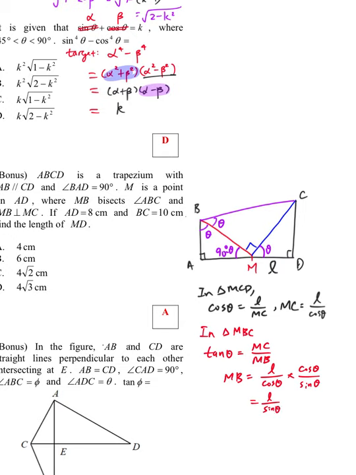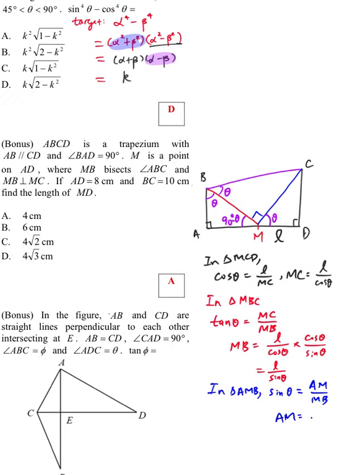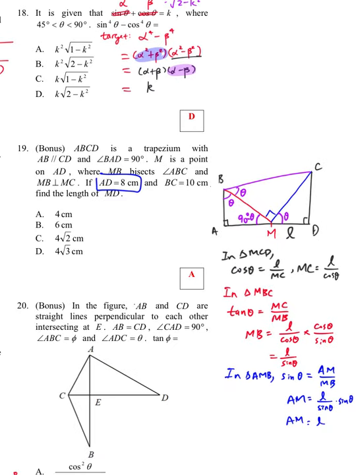Lastly, we consider triangle AMB. So now if we multiply by the sine theta ratio, which equals AM over MB, you will see that AM will be equal to L over sine theta multiplying sine theta, which suggests that AM must be of equal length with MD, which is also L. And since AD equals 8 cm, you basically know that M is the midpoint of AD, and therefore the answer is A. Actually, the length 10 cm on top is redundant. You do not need this information.